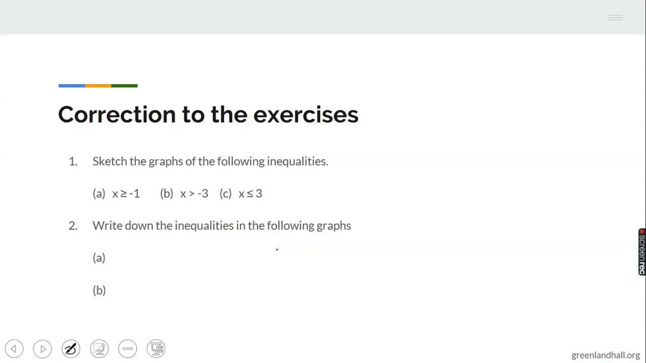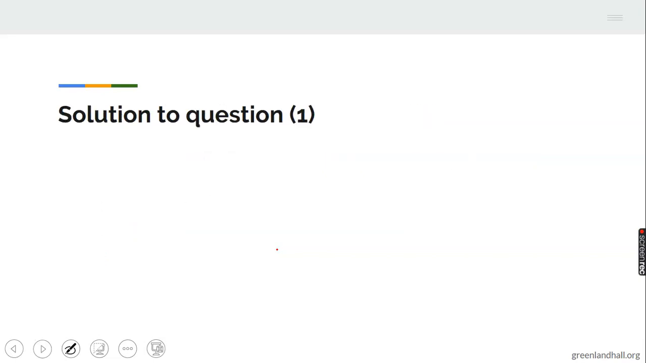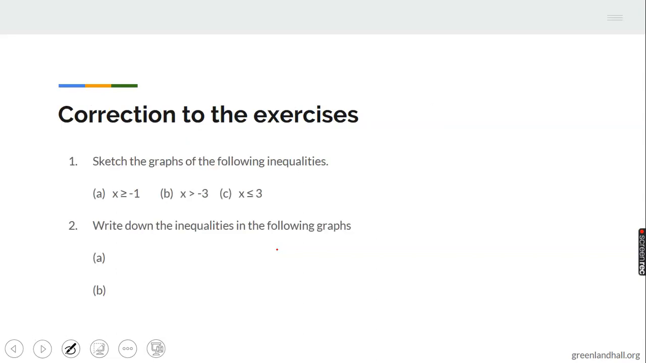Now, before we move to what we have for today, let's look at the correction to all the exercises that was given in the last class, which is on Monday. Okay, let's solve them. We are to sketch the graphs of the following inequalities.